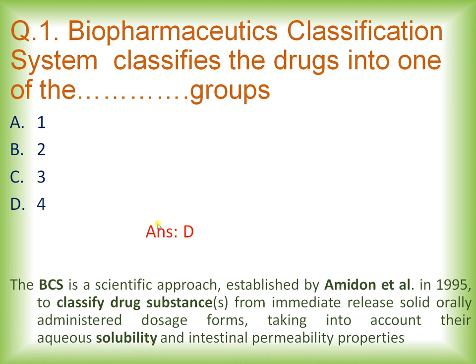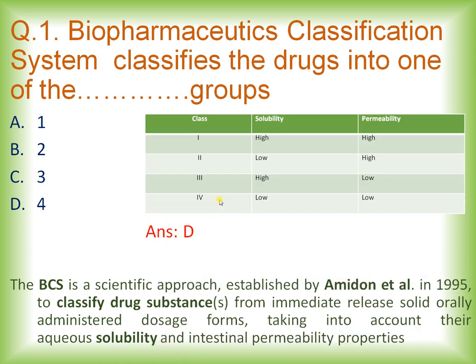BCS classification is a scientific approach which was established by Amidon et al. Now, et al means more than one author. So Amidon and his co-workers in 1995 came up with this scientific approach where they classify the drug based on two properties. One is aqueous solubility and the second one is the intestinal permeability of the drug. So under BCS classification we have 4 classes, or the drugs are classified into 4 groups, namely class 1, class 2, class 3, class 4, and they are based on the properties of drugs such as solubility and permeability.